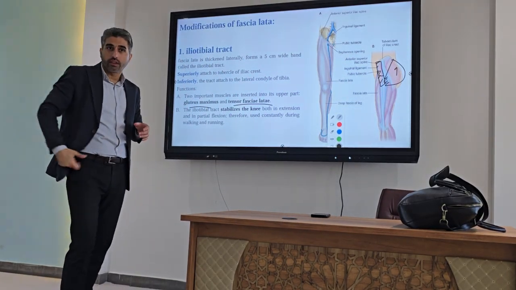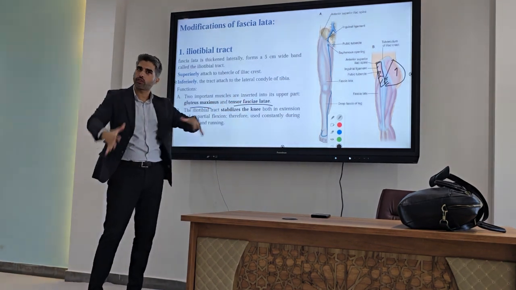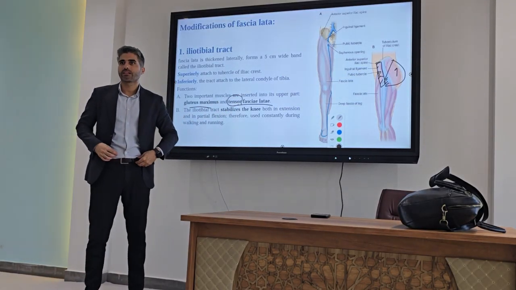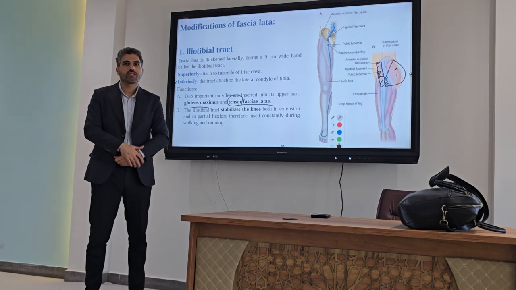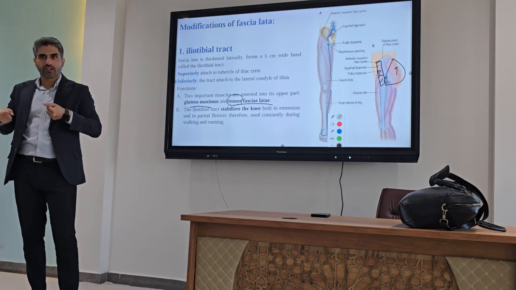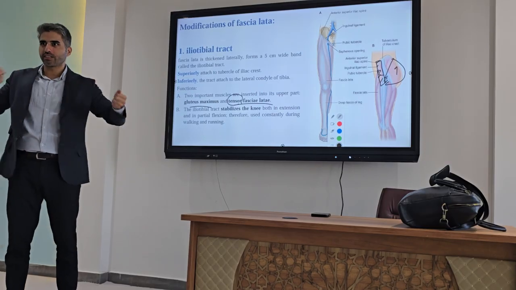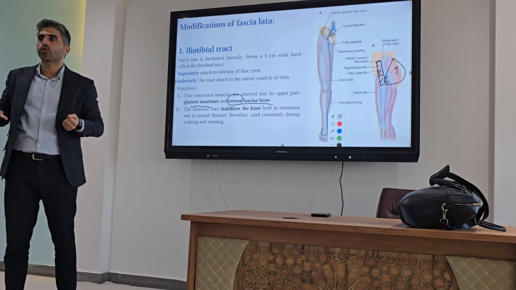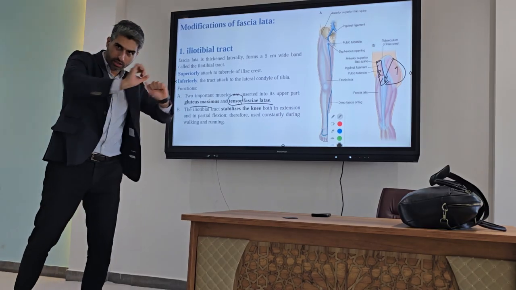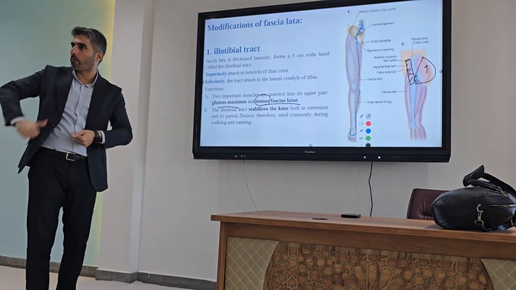Do you know the meaning of tensor? Fascia lata is the deep fascia. What is the meaning of tensor? Tension. When, for example, you stretch something, this is tension. It makes pressure. Tensor means pulls. Tensor fascia lata pulls the fascia lata up.